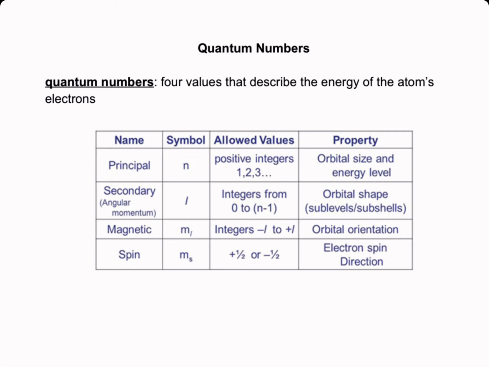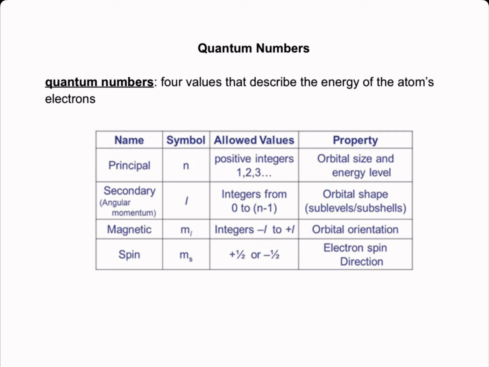The principal quantum number describes the orbital size and the energy level, and it has values of 1, 2, 3, and so on. The secondary quantum number, l, describes the orbital shape of the sublevels or the subshells. Those values range from 0 to one number less than the principal quantum number.